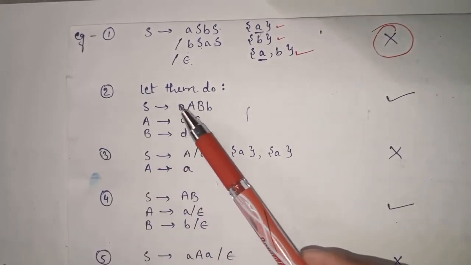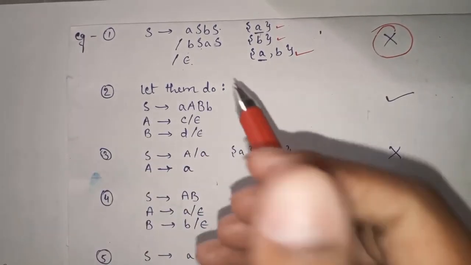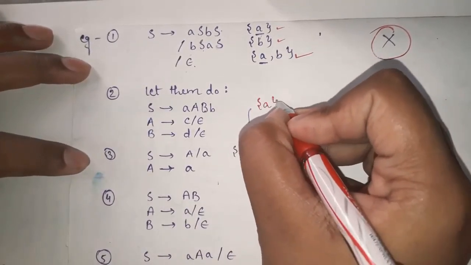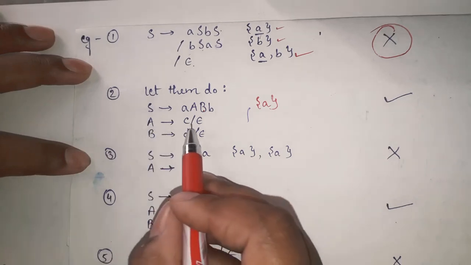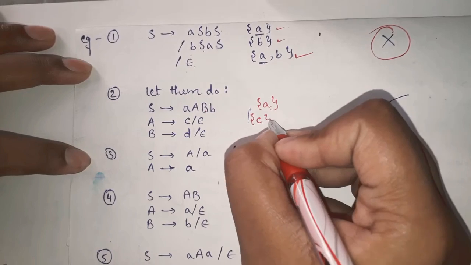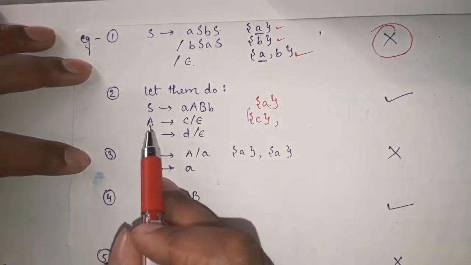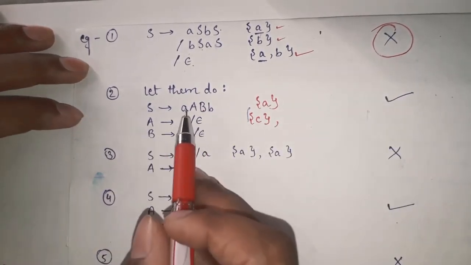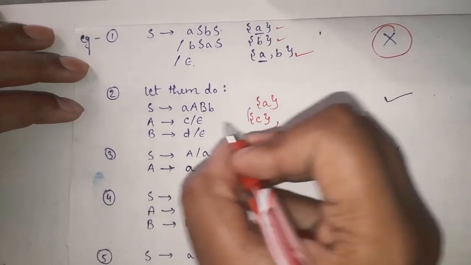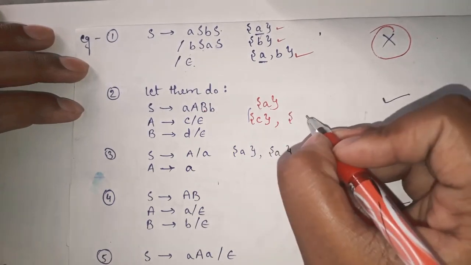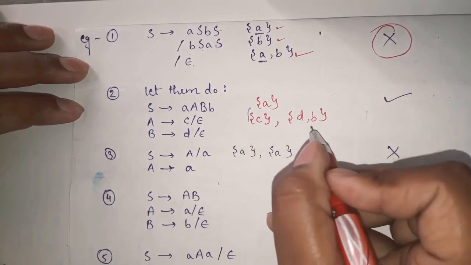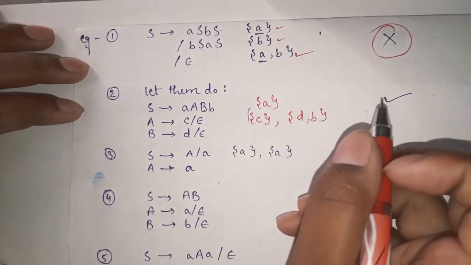Then second, S gives ABC. Where will this production be placed? This will be placed inside small a. Then A gives C and null. A gives C, where will this be placed? This will be placed in C. A gives null will be placed in the follow of A. What will be the follow of A? First of B is D, null. The follow of A will be D and B. So C is different, D, B, all are different columns, so it's fine.